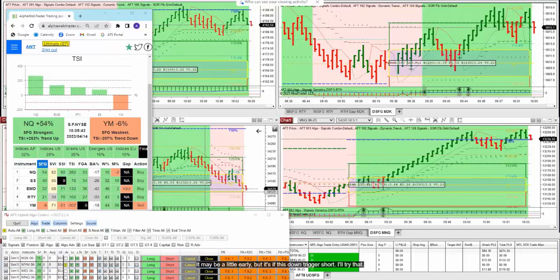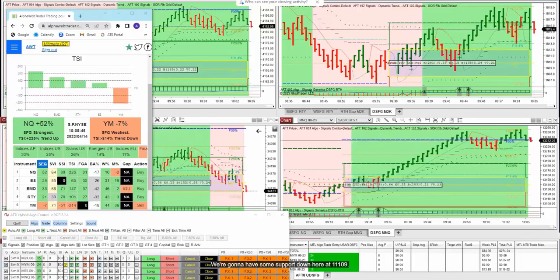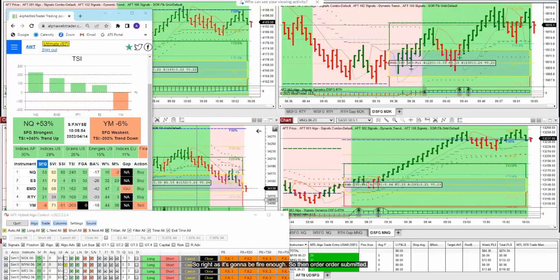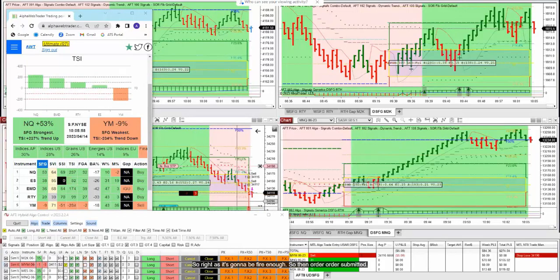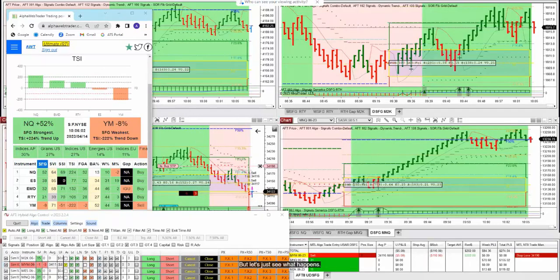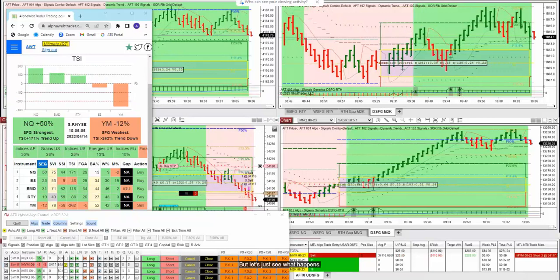It may be a little early, but if this Dow triggers short, I'll try that. We're going to have some support down here at 110, 109. So right as it's going to be firing off a sell, order submitted. Just like that. It's probably going to find some support here, but let's just see what happens.